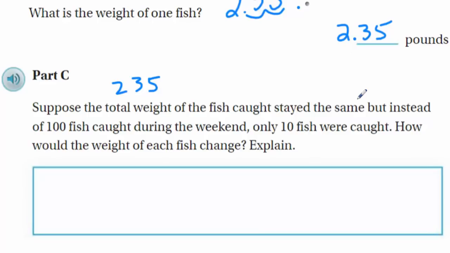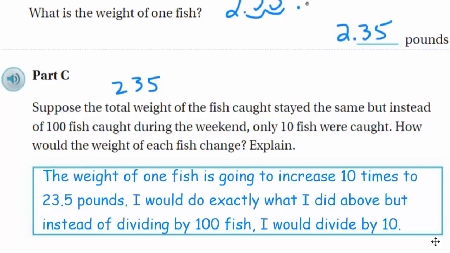So yes, I'm definitely going to divide the total weight by 10 instead of the 100, which I did in the above problem. So let me go ahead and write that down. The weight of one fish here is going to increase 10 times, right? Because in the problem up above, it increased. We had 2.35 pounds per one fish, and here we're going to have 10 times as much because it's going to be 23.5 pounds. Again, all I did was move the decimal to the right in this case.